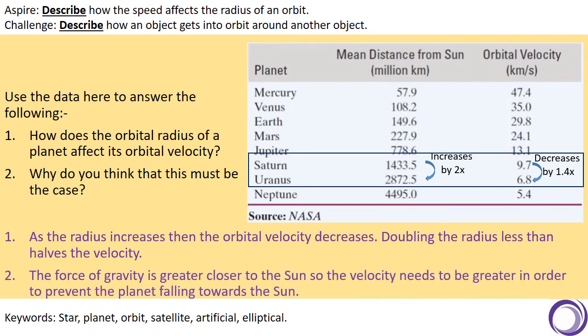Question two then. For a planet like Mercury, the force of gravity on it from the sun is greater. That means that Mercury needs to go an awful lot faster in order to prevent it from falling towards the sun. So the planets that are much further away have got a slower velocity. So if you're going to be orbiting very close to your object, you need to have a very high orbital velocity.